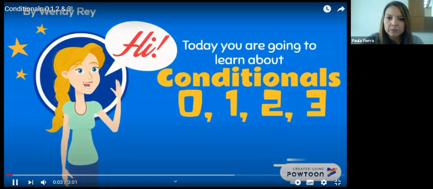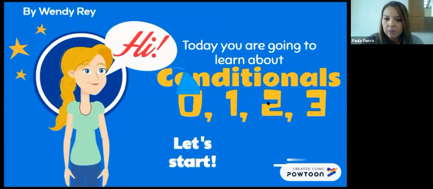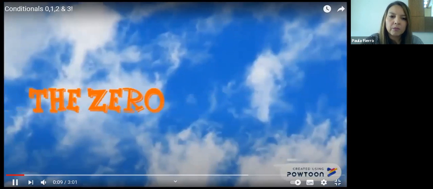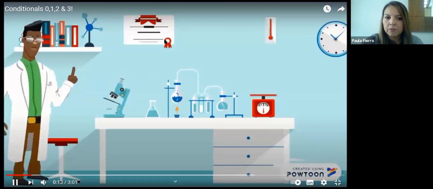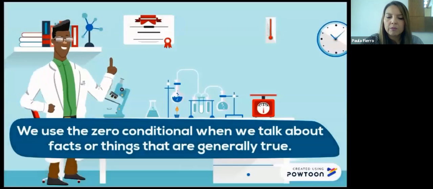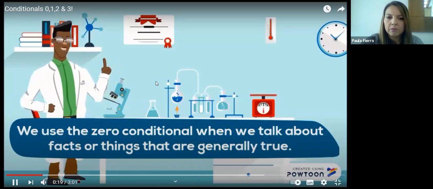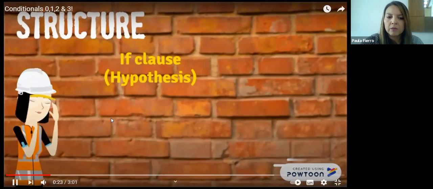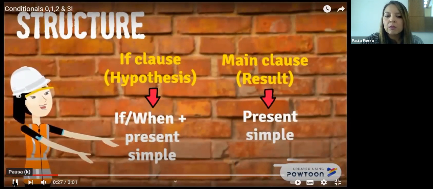Today, you're going to learn about conditionals 0, 1, 2, and 3. The zero conditional. We use the zero conditional when we talk about facts or things that are generally true. So, how do we form it? In the if clause, you have if or when plus present simple, and in the main clause, you have present simple.